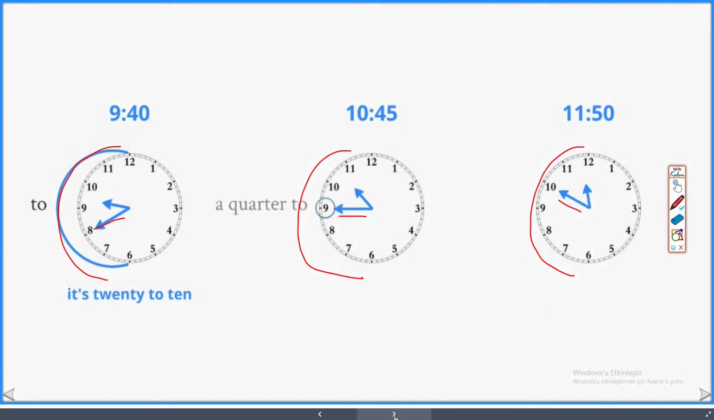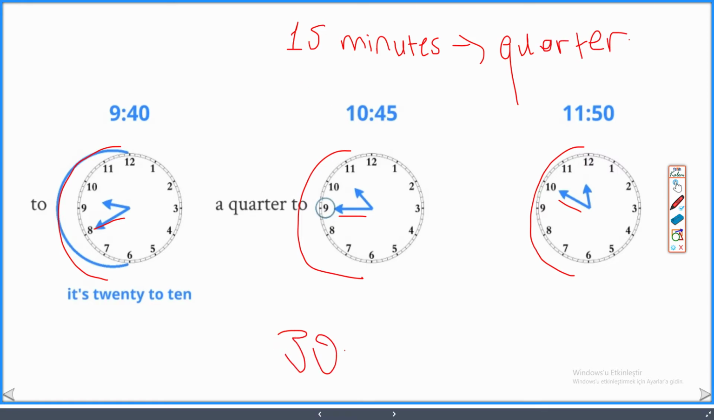And it is quarter, because our minute is in the quarter, and 5, 10, 15. 15 minutes means quarter, and 30 minutes means half. Okay, guys, and it's a quarter to 11.